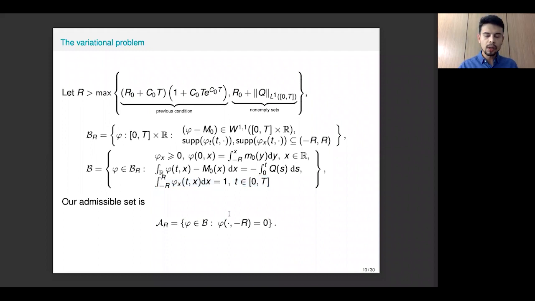Now the last requirement is to take the value at the boundary to be zero. So just to give you a representation of these steps, you are enforcing the compact support, you are enforcing the density constraints, and finally you are fixing the left-hand side of your distribution.